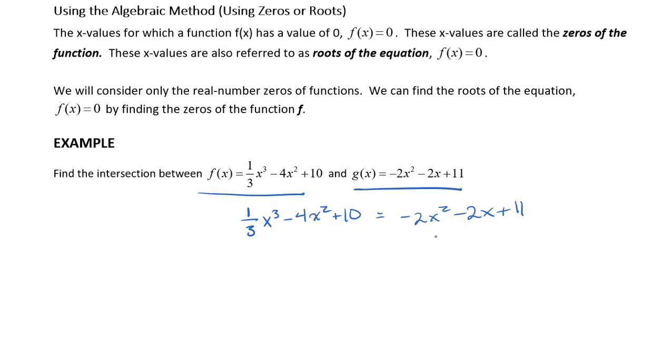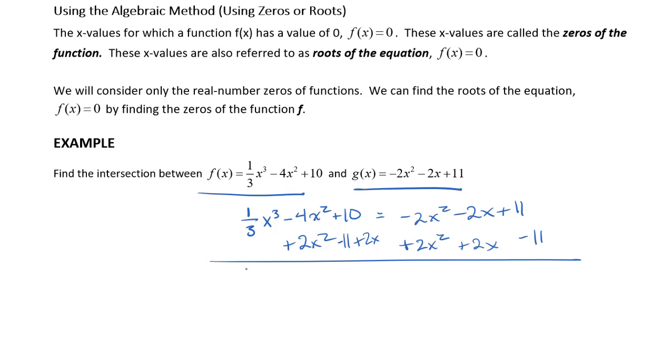Now just set it equal to 0, so add 2x squared to both sides. Add 2x to both sides. And subtract 11 from both sides. This will give me 1/3 x to the third minus 2x squared minus 1 plus 2x equals 0. And I'm going to rearrange these. Plus 2x minus 1.